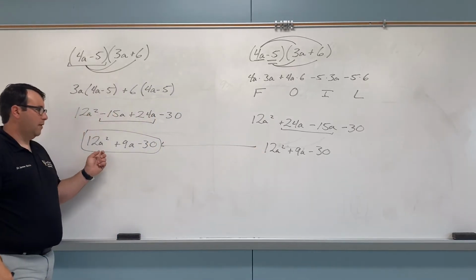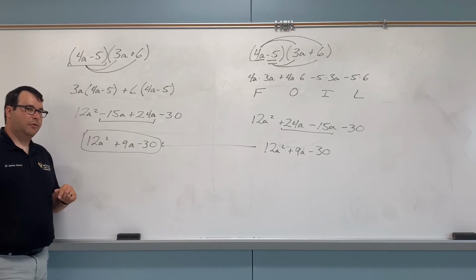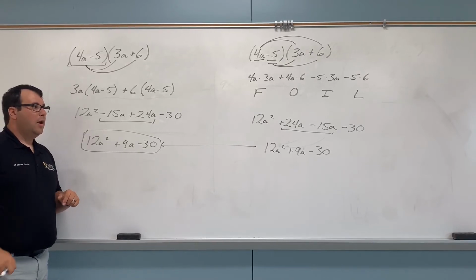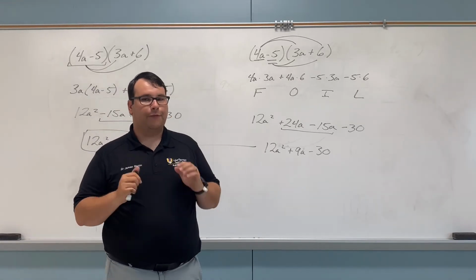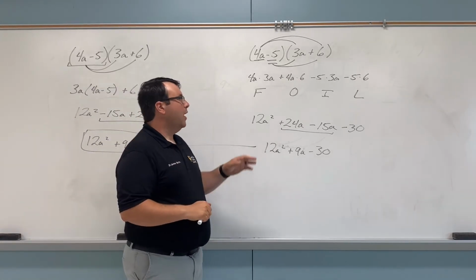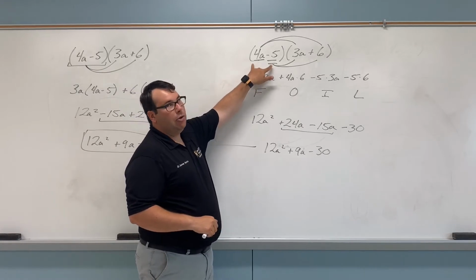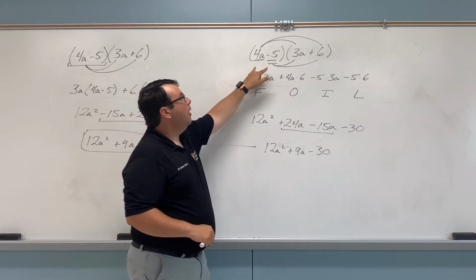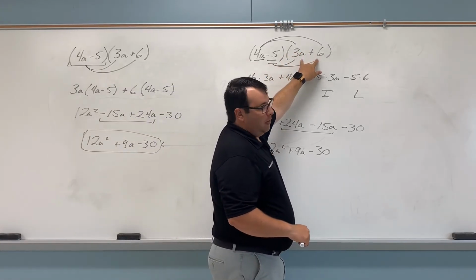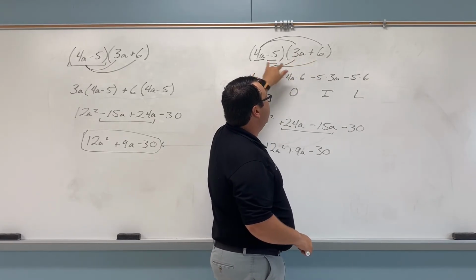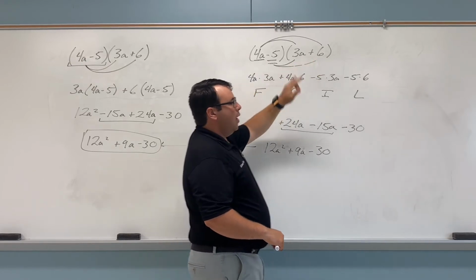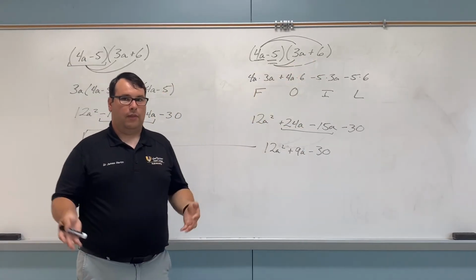Notice it's exactly the same as the double distribution method. Now, FOIL, I have to be very, very clear for a moment. FOIL only works if you have the situation of a binomial, meaning two terms, times a binomial. So you have to have this exact kind of setup where you have two terms times two terms. FOIL does not work beyond that.